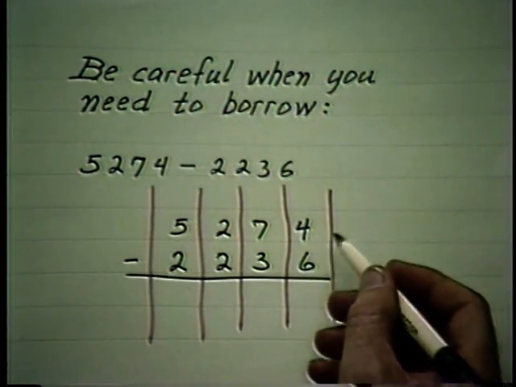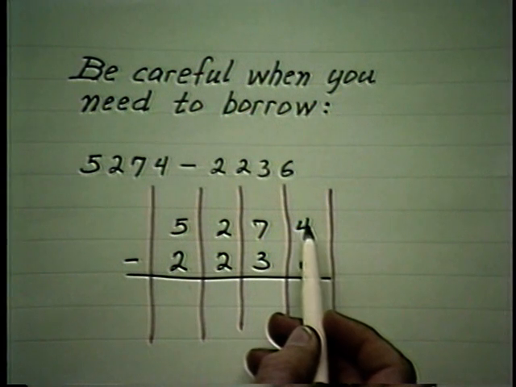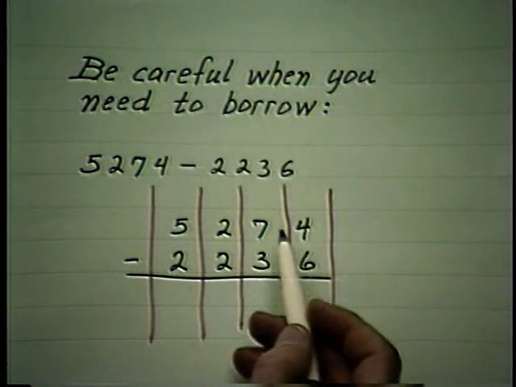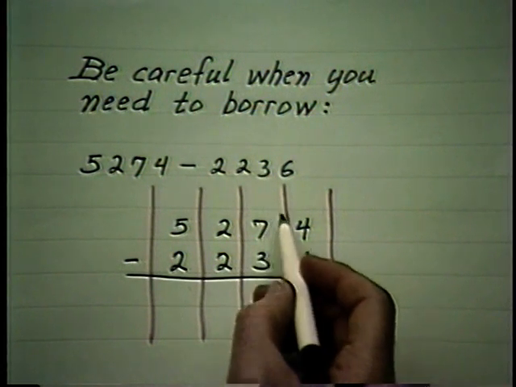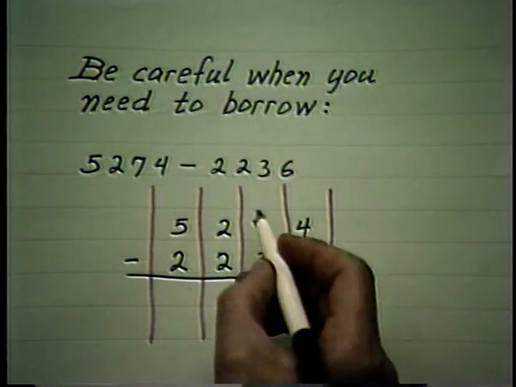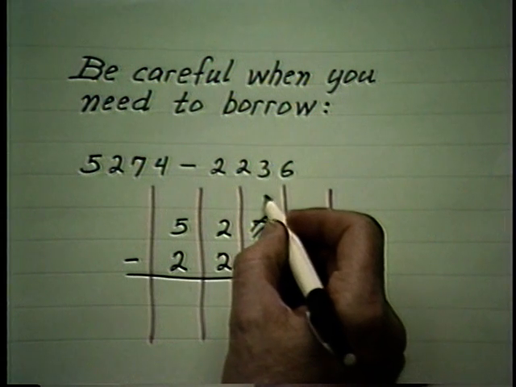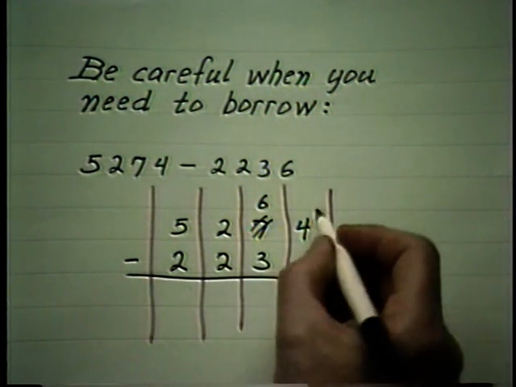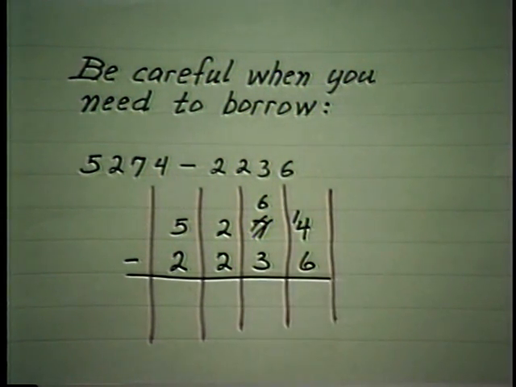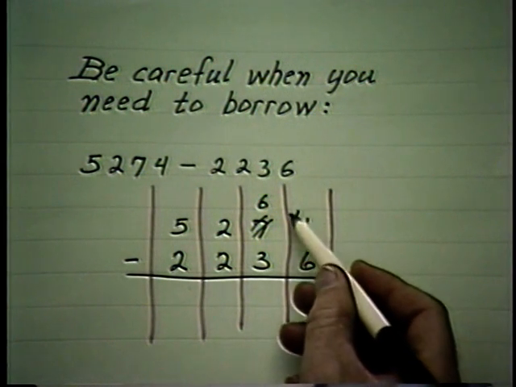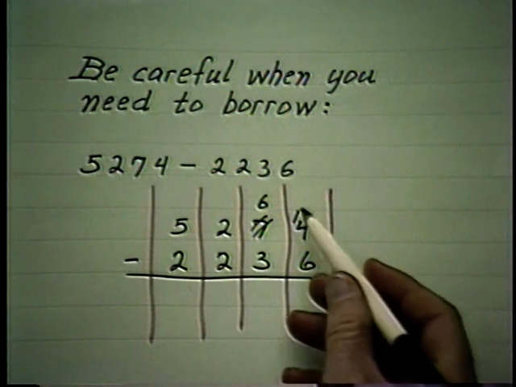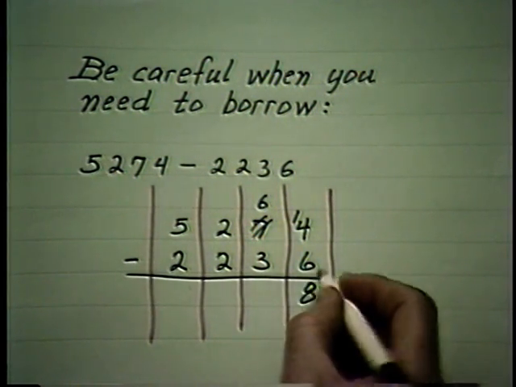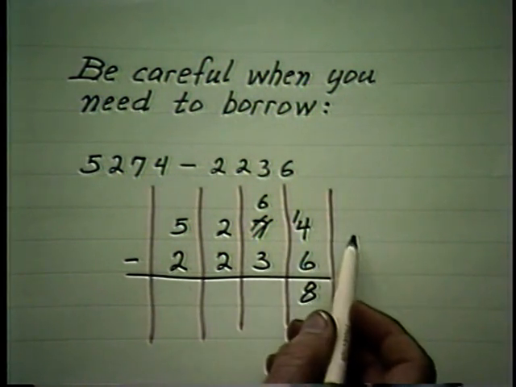Since we can't, we recall the relationship between one column and the one to its left. Remember, 10 of these is 1 of these. Consequently, 1 of these, so if I take 1 away from the 7, that leaves 6, is 10 of these, so I'll add 10 back over into this column. Now we have 10 and 4 is 14, and 6 will subtract from 14 8 times. This process we call borrowing.